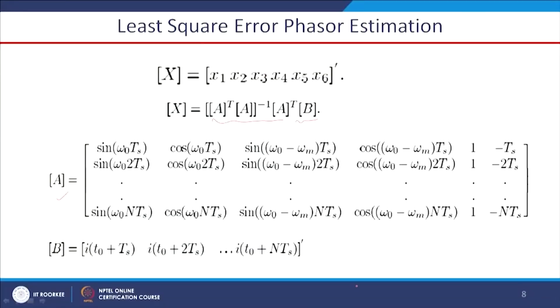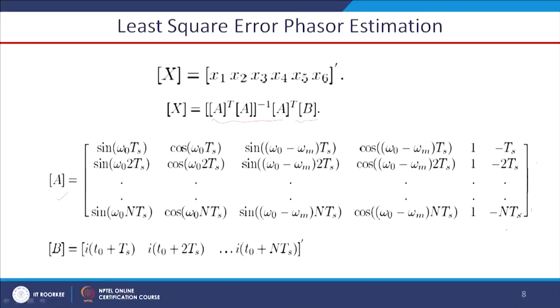If you see, finally this A matrix is presented here. So, what is the dimension of this A matrix? As I said, we have taken here 20 samples per cycle. We are taking one cycle of samples of the current signal. So, in this case it will go up to the 20th row. So, we have 20 cross 6, 20 rows and 6 columns. That is why the size of this A matrix is 20 cross 6.